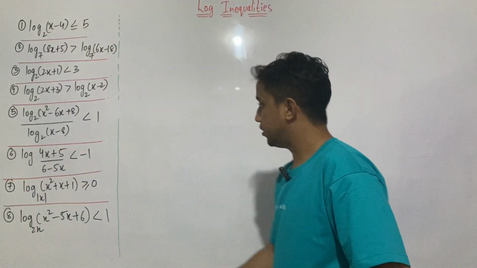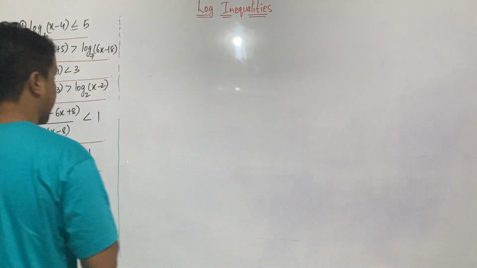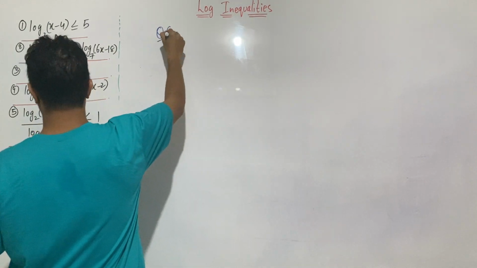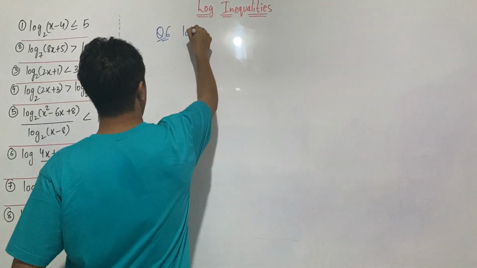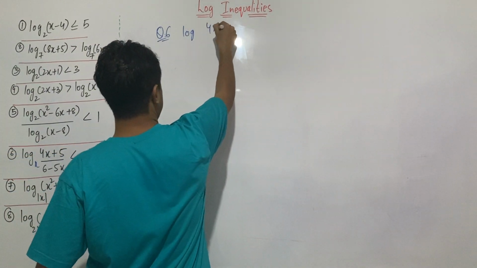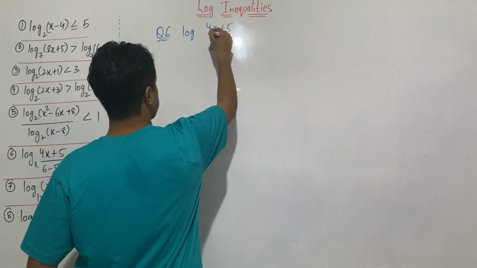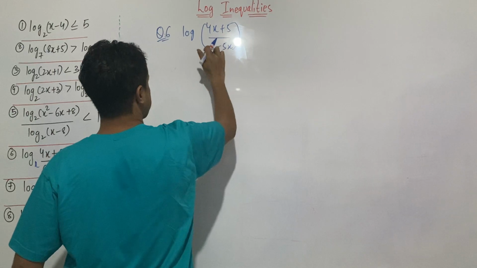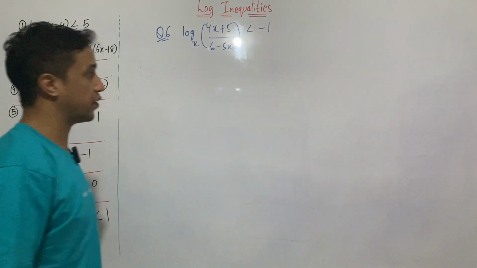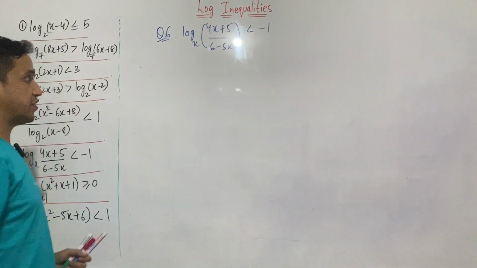All right, we'll start with question number 6. Question number 6 says: log of (4x+5)/(6-5x) to the base x is less than -1. This is given to us.